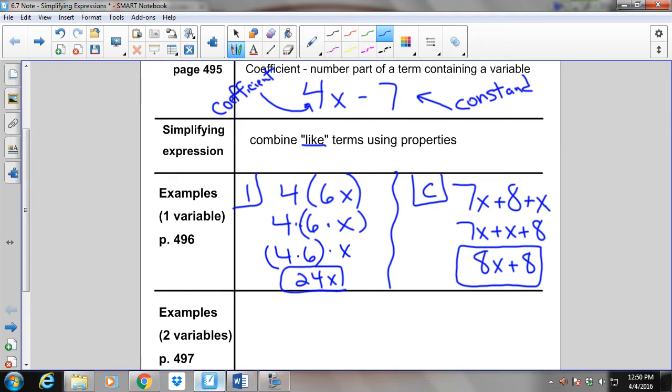You rearrange them, manipulate them to your advantage. You can do that in math, don't do it to your friends. But manipulate them to your advantage so that you can combine them, the ones that are alike.